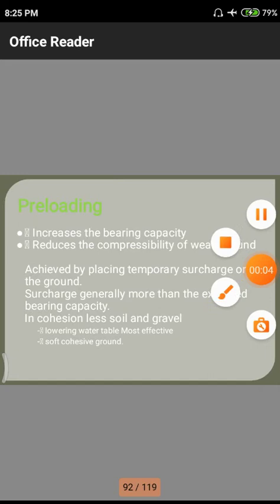In the previous class, we discussed preloading and vertical drains. But today's class, we will discuss sand drains and stone columns. Those things we have to discuss in today's class. But before going to today's class, we need to recall a few topics from yesterday's class.